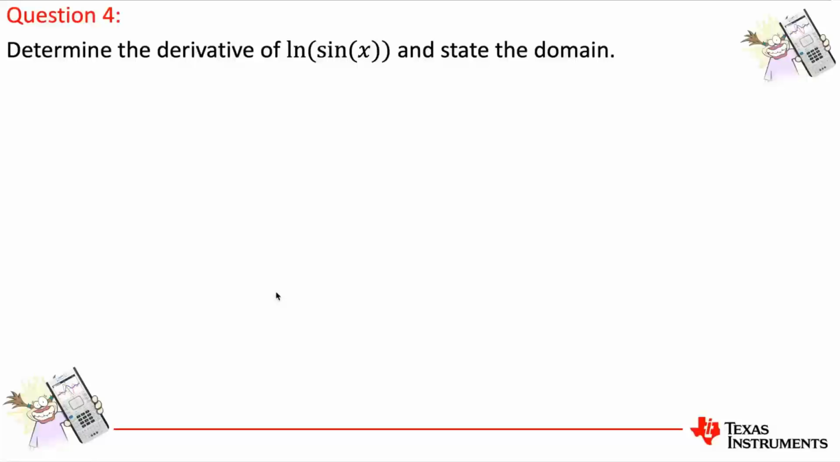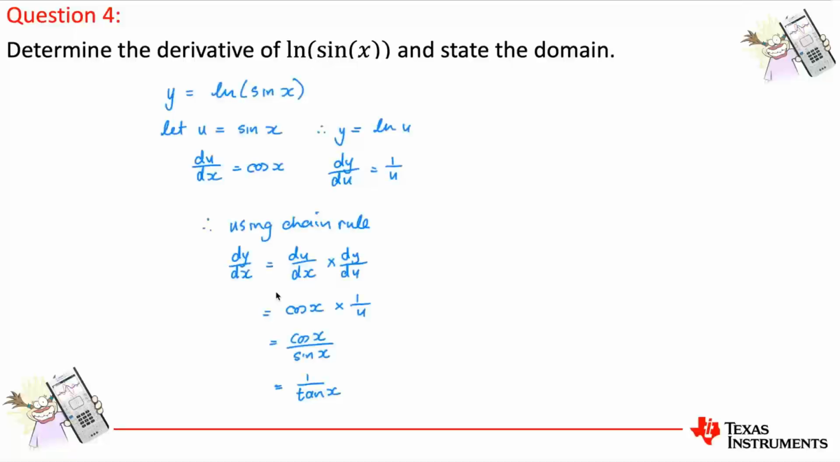So here we're looking to find the derivative of the natural log of sine x and state the domain. Now, in solving this question, you'll see I've actually put a solution on the screen. Using the chain rule, I've said let u equal sine x, and using the chain rule, I've managed to solve for the derivative, and I've landed up with sine x, cos x over sine x, which is 1 over tan x. So that shows me the derivative of the natural log of sine x. But in looking at stating the domain, I really need to see some sort of visual before I can figure out what the domain is on this particular question. So I'm going to go over now to the calculator.